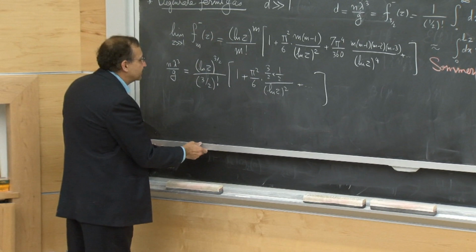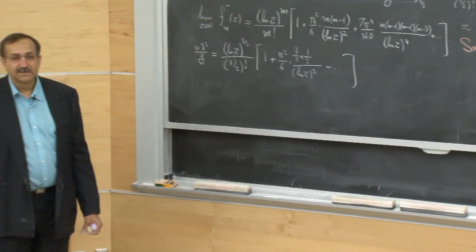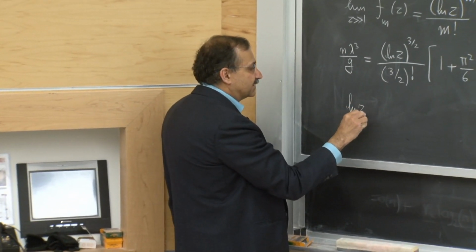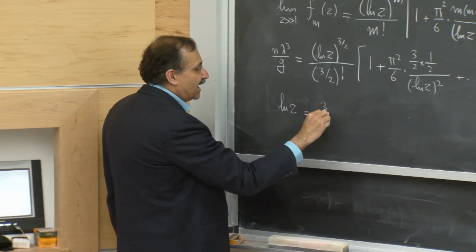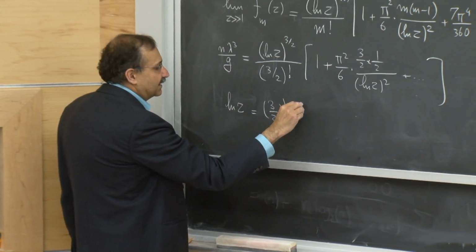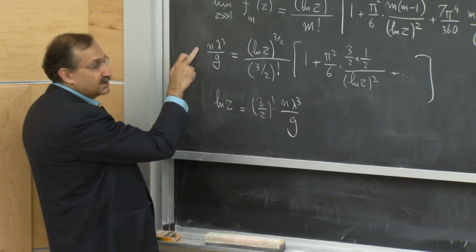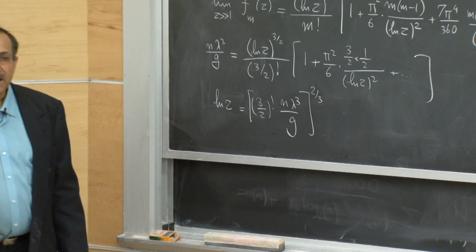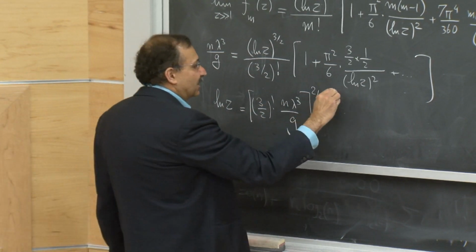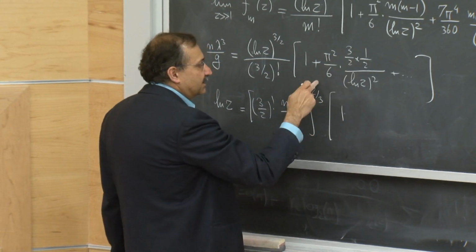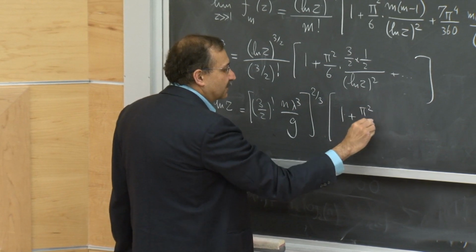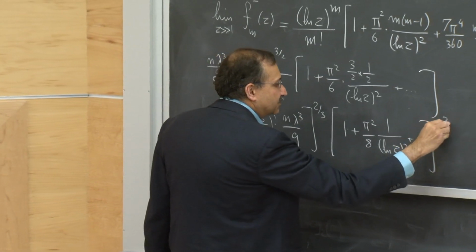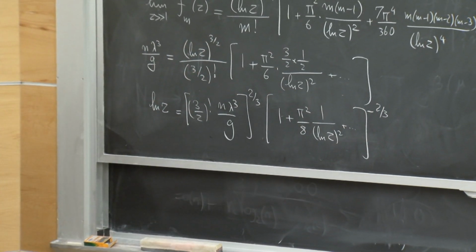And so I will use this to calculate z as a function of n. Again, same procedure as before. I can invert this and write this as log z being 3/2 factorial n lambda cubed over g. So I multiplied by this. I have to raise to the 2/3 power, the inverse of 3/2. I take this combination to the other side. So I have 1. This becomes plus pi squared over 8, 1 over log z squared, raised to the minus 2/3 power because I had to take it to the other side.